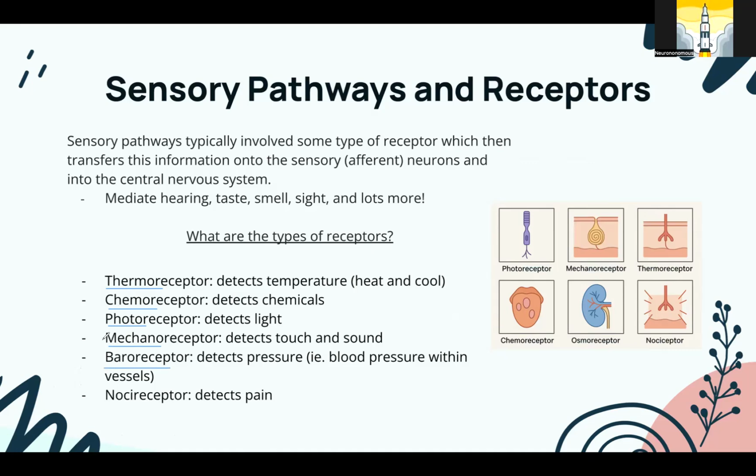Baroreceptors detect pressure. Many times people think about air pressure, but we also have the ability to detect blood pressure. And we also have nociceptors. These are going to help us with detecting pain.